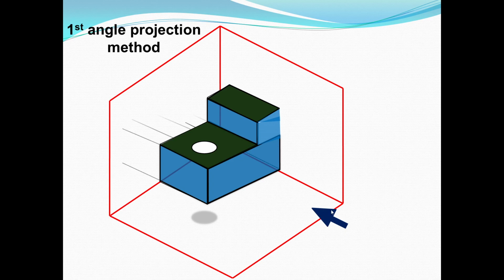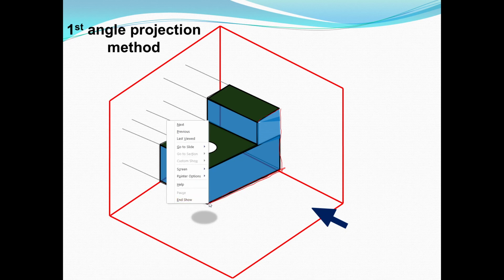So this arrow is for the front view. You can see the projection of each and every point here. From the front view, this line is visible. This vertical line is also visible, as you are looking from the front. This horizontal line is also visible. So this is the projection for this point, and another projection is for this point.